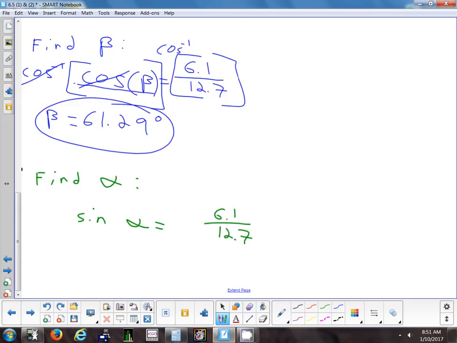All right, and now I have to get rid of the sine function. So how do I get rid of sine? Yeah, I'm going to use inverse sine. And how do I use it in this equation? What do I do?